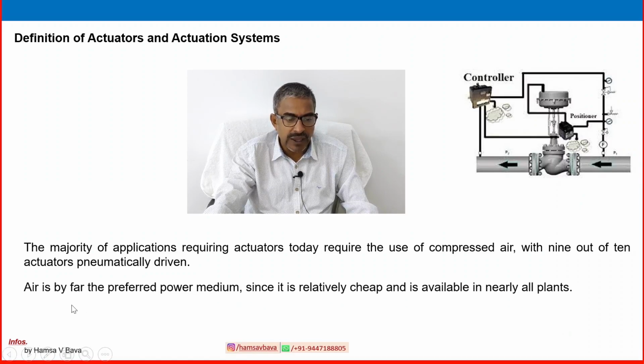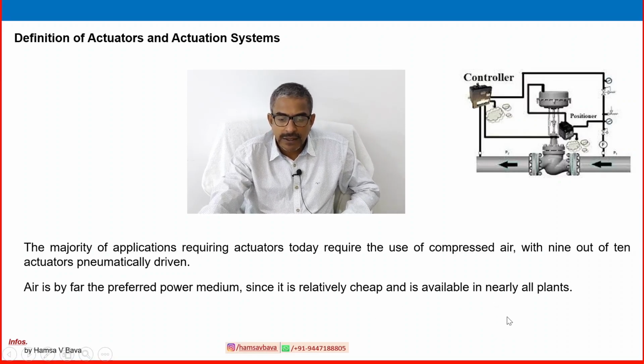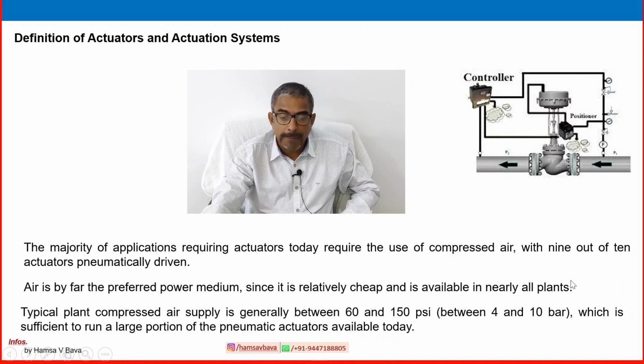Air is by far the preferred power medium, since it is relatively cheap and is available in nearly all plants. There are many reasons, and some of the reasons we have added here. It is cheap, environmentally friendly, and easily available. Typical plant compressed air supply is generally between 60 to 150 psi, between 4 to 10 bar. We are using an instrument compressor, which is sufficient to run a large portion of the pneumatic actuators available today. So this is the instrument air system.